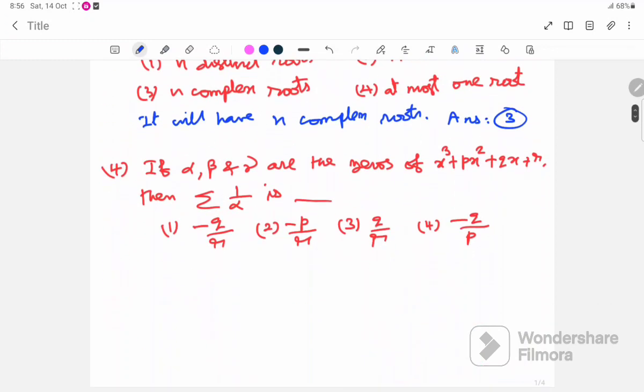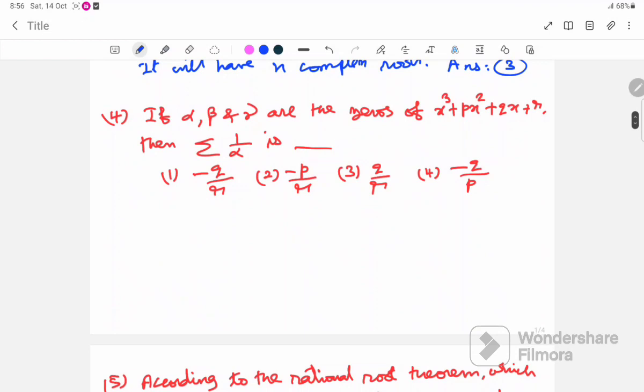Okay, next, look at question number 4. If alpha, beta, gamma are the zeros of x cube plus px square plus qx plus r, then sigma 1 by alpha is: first option minus q by r, second option minus p by r, third option q by r, fourth option minus q by p. First we can find alpha plus beta plus gamma, that is minus p here. Alpha beta plus beta gamma plus gamma alpha, that is q. Alpha beta gamma, that is minus r.